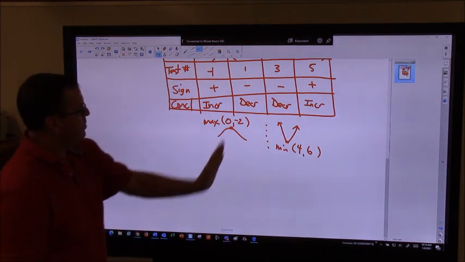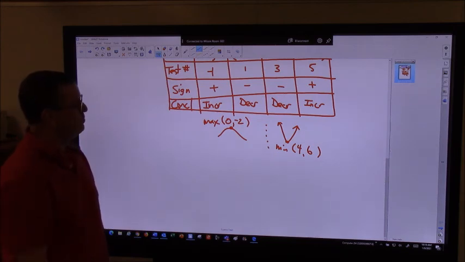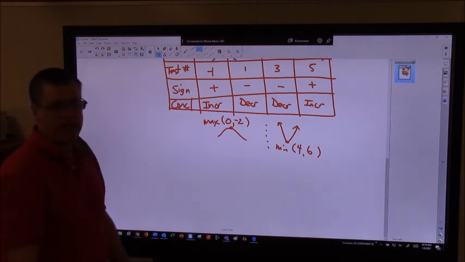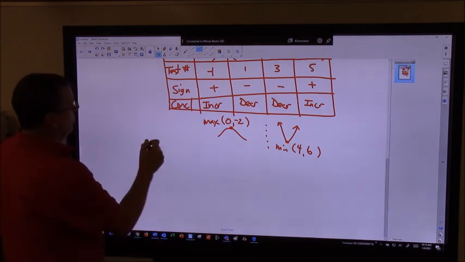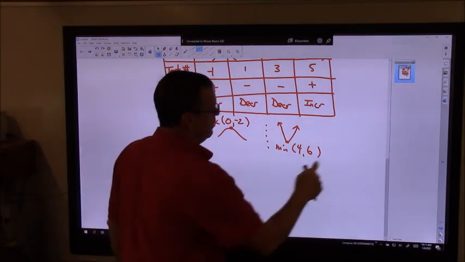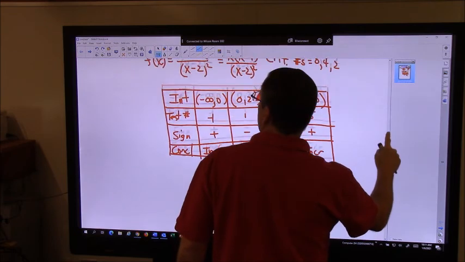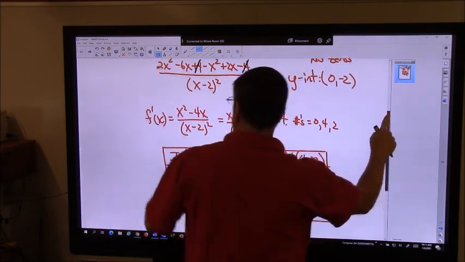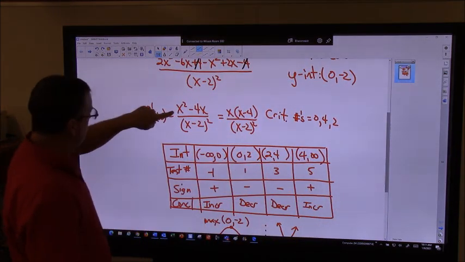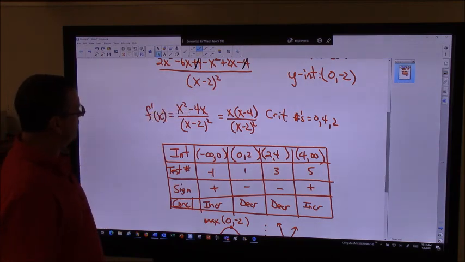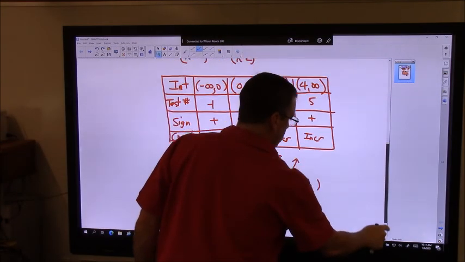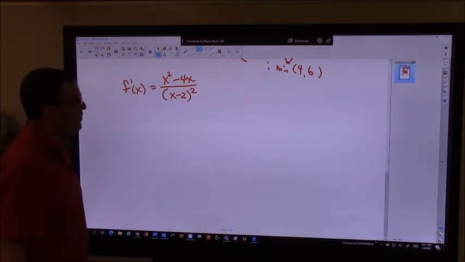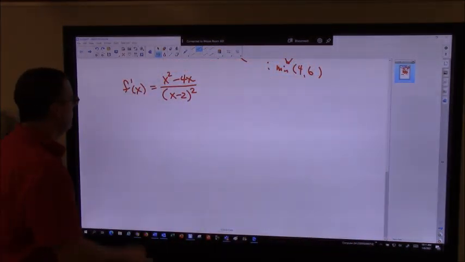I know there's an asymptote between those, and now I just need to check concavity, or are there any points of inflection? So, time to find the second derivative. Let me go back and remind myself of this: x squared minus 4x over x minus 2 squared. All right, so now I need to find the derivative of that.